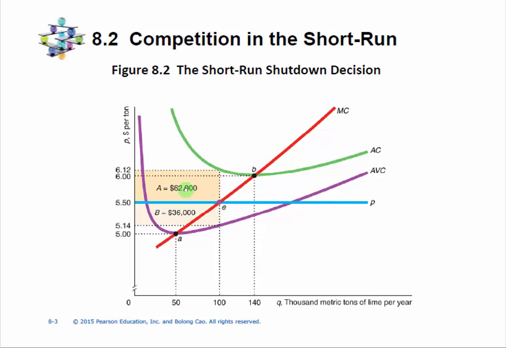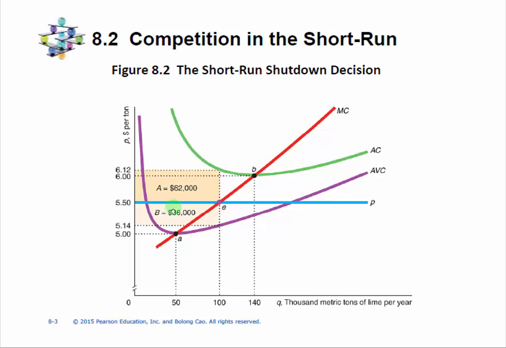Compared to $98,000 loss, this $62,000 loss, just the area of A, is smaller. So even though the firm loses $62,000 when producing 100 metric tons, the firm makes a smaller loss compared to completely shutting down. And that's why when the market price, the firm is a price taker, this market price is what the firm gets for its product. It has to take it.